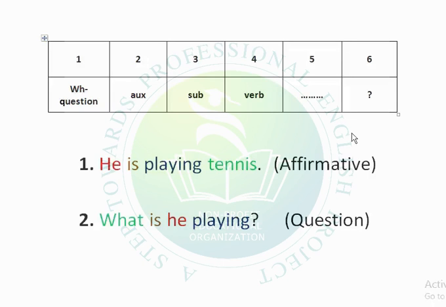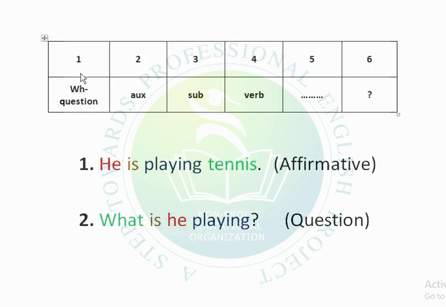So now we're going to talk about this grammar focus, this rule. As you can see, we have this table. We have 6 parts, as we can see. This is what we call parts of a question: how to make a WH question in English. You need to depend on this rule.